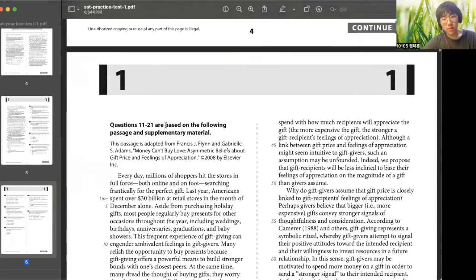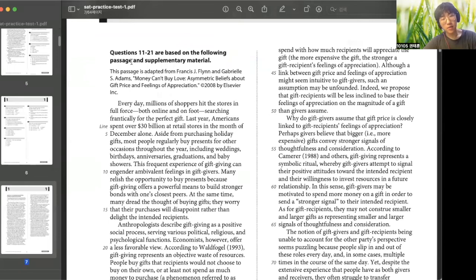Now the second and third passages will be mostly on social science. As you can see, the title is Money Can't Buy Love. I don't know what one word means, but it's basically about beliefs about gift prices and feelings of appreciation. It's about economics, social studies, social science, and psychology. These are the main topics of the second and third passages, which are mostly based on social studies and social sciences.